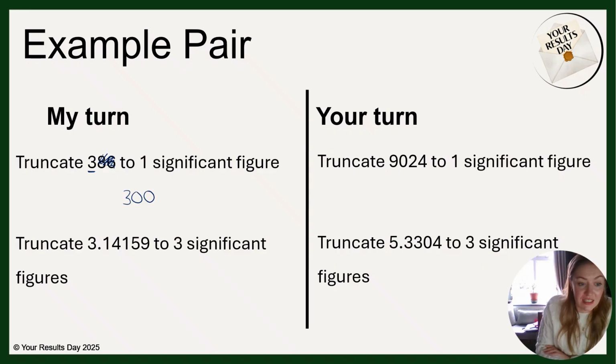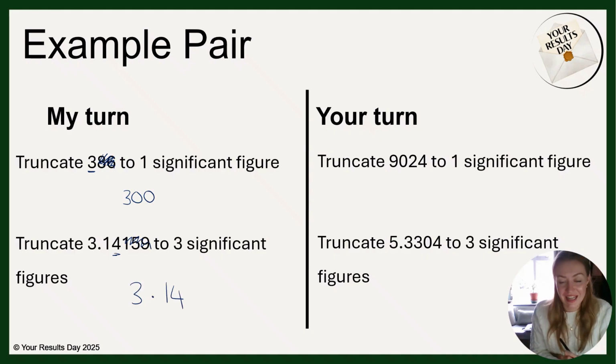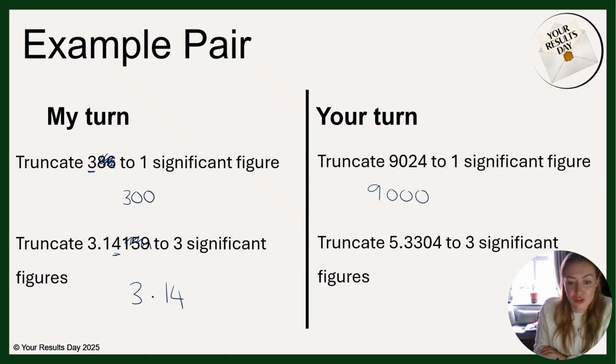Truncate 3.14159 to three significant figures. Well, my significant figures are the 3, the 1 and the 4. I don't care what the remaining digits are, so it will just be 3.14. Last two questions for you. Pause the video, hit play when you're ready to see the solutions. 9,024 to one significant figure is just 9,000. Truncate 5.3304 to three significant figures would be 5.33.